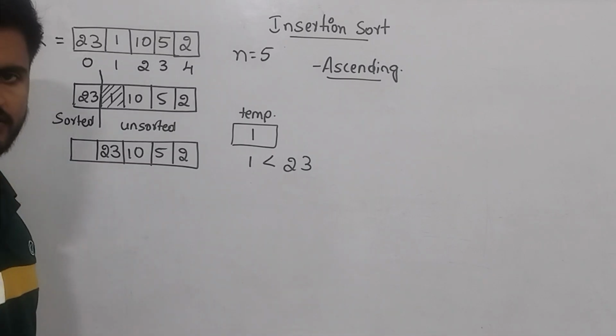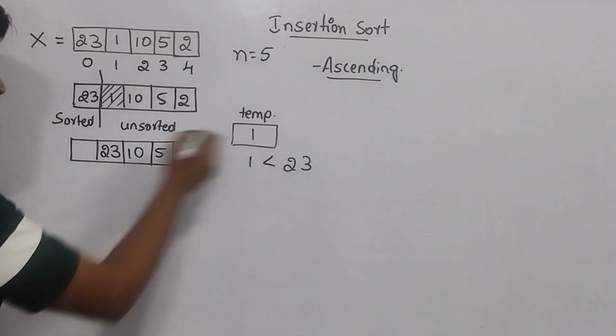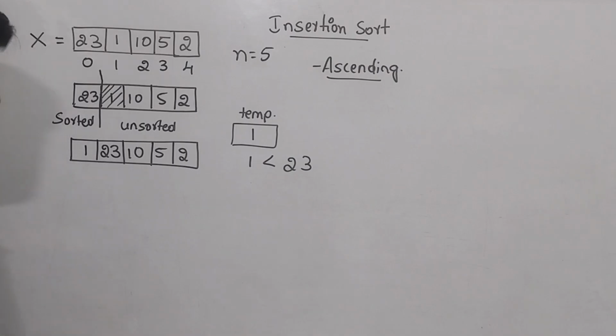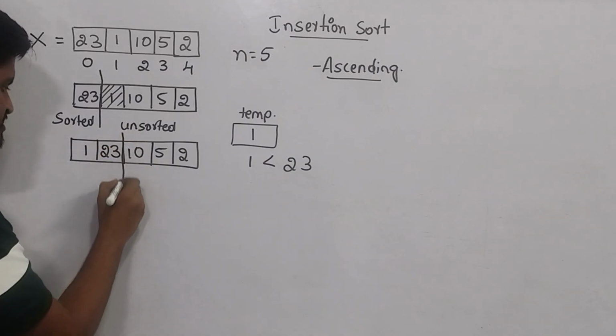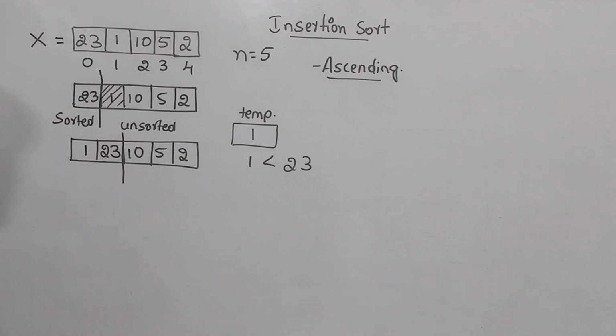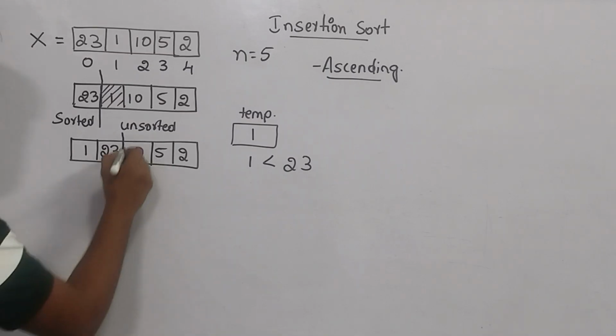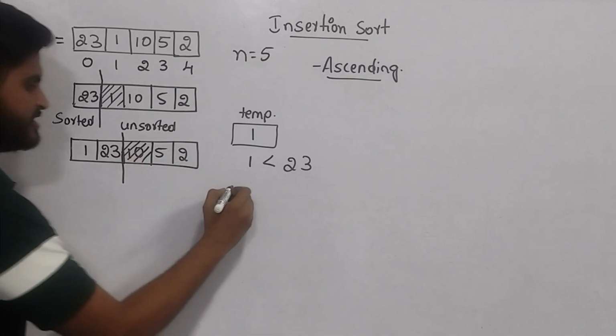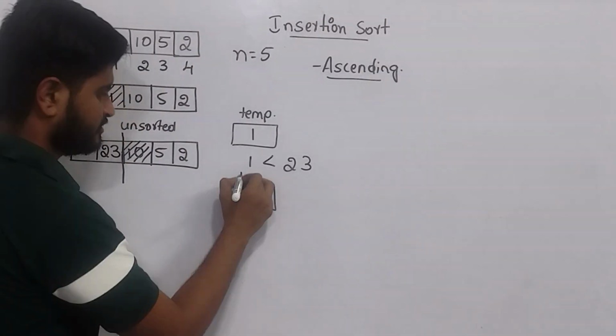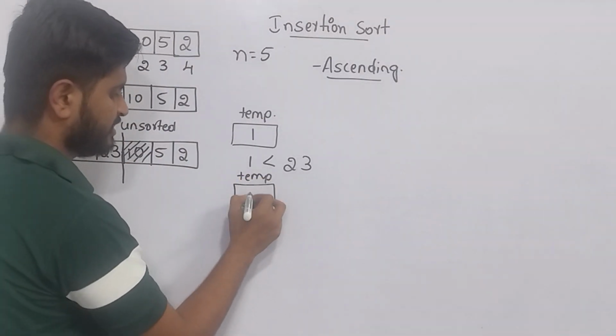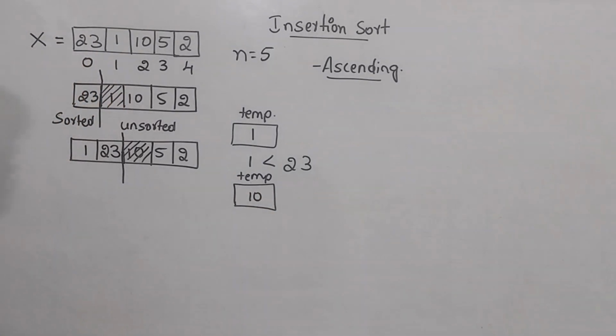Now we already compared. So what you will do? You will write 1 here itself. Now my sorted sublist is up to here, 1 and 23. 10, 5 and 2 are the unsorted sublist. Take the first element and keep it in the temporary space. So now in the temporary space 10 will be there.